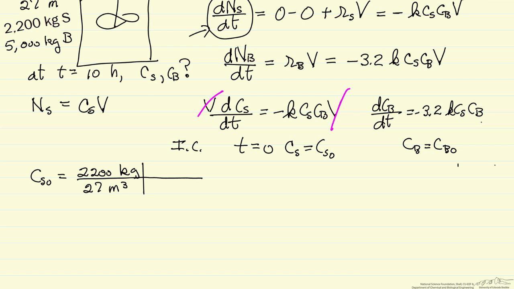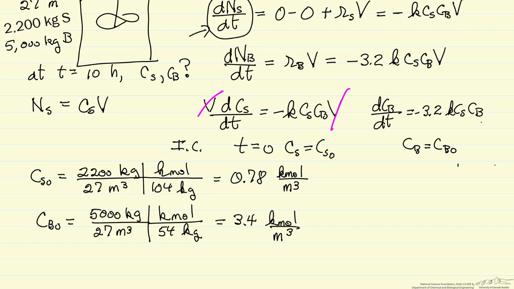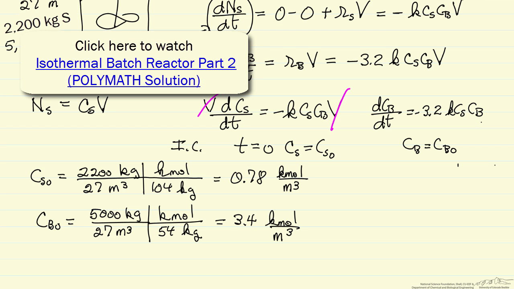calculate the molecular weight of styrene, 104 kilograms per kilomole, 0.78 kilomoles per meter cubed. And of course we can do the same thing now for B. And so now we have our initial conditions, our differential equations, and we're going to solve this numerically in screencast part 2 for isothermal batch reactor shows the numerical solution.